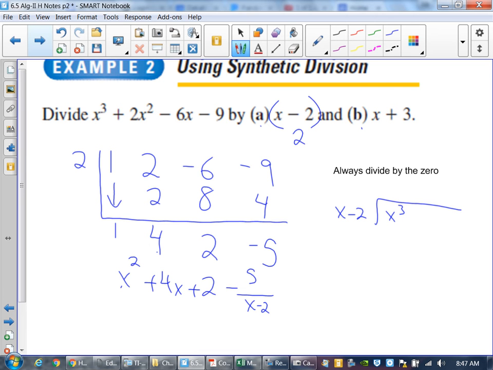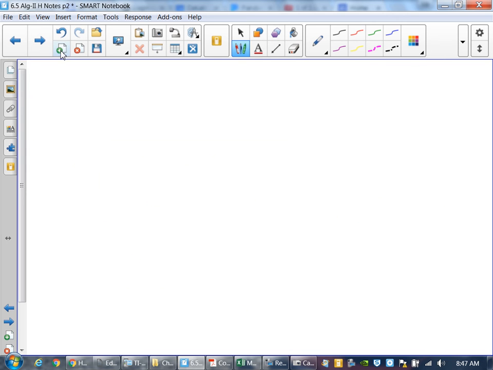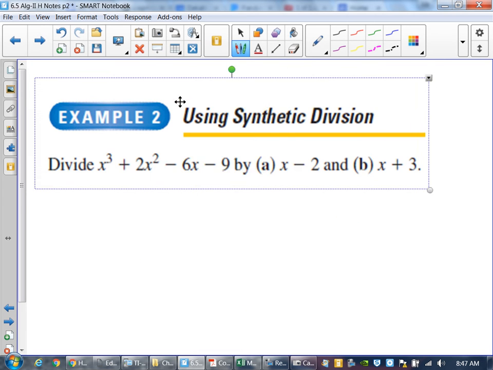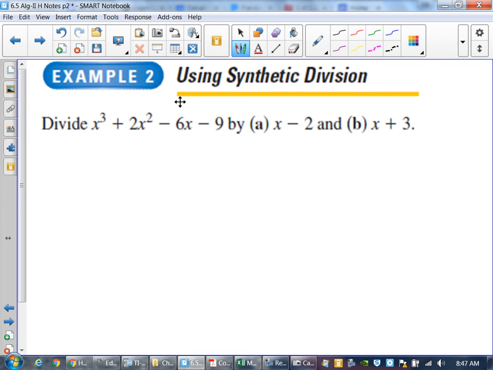Let's try it again. Do the same thing with the x plus 3. Okay? The biggest idea is that when you're dividing using synthetic division, you have to divide by the 0 of the term. So if I'm going to divide by x plus 3, what's my 0? Negative 3. So that goes on the outside. Coefficients, 1, 2, negative 6, negative 9.